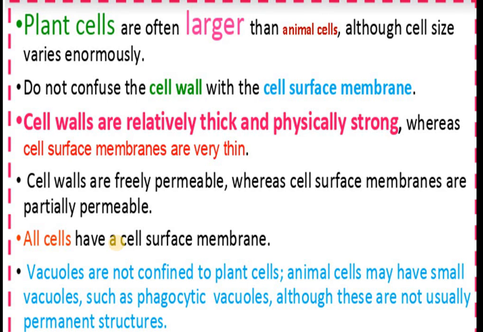Vacuoles are not confined to plant cells. Animal cells also have them, such as phagocytic vacuoles. These phagocytic vacuoles are formed when phagocytosis happens in phagocytes. Although these are not usually permanent structures, those phagocytic vacuoles form and then degenerate because of the digestion of the material which is present in them. I'm not going into detail of it. When we go through the structure of lysosomes, which are also organelles, you will get to know about them. They are linked with this topic.